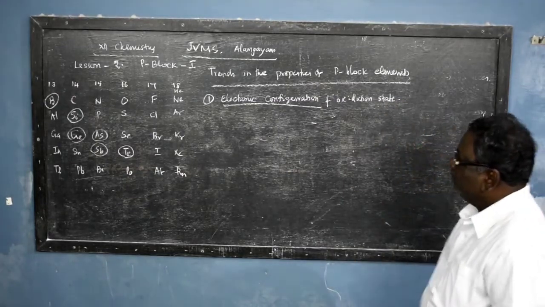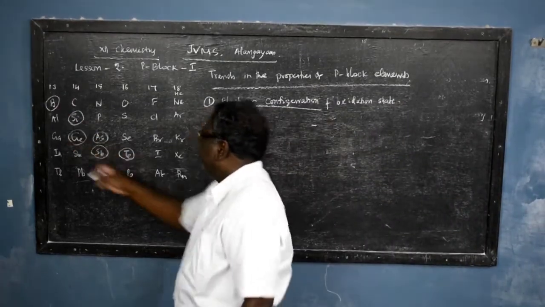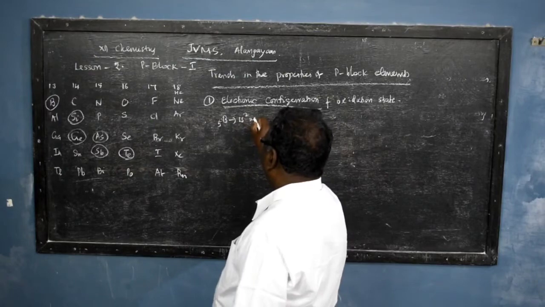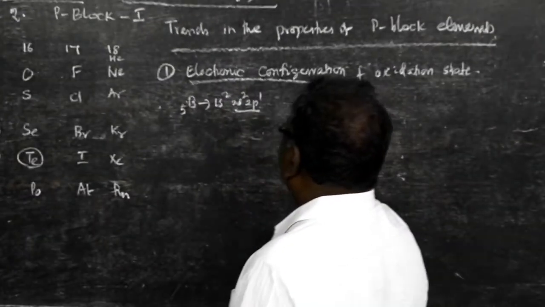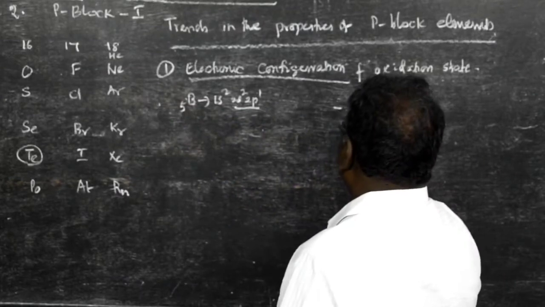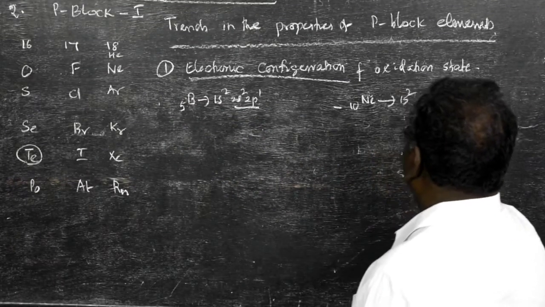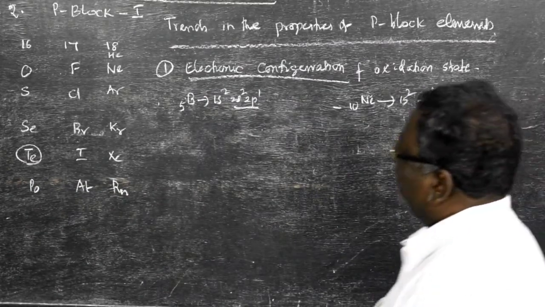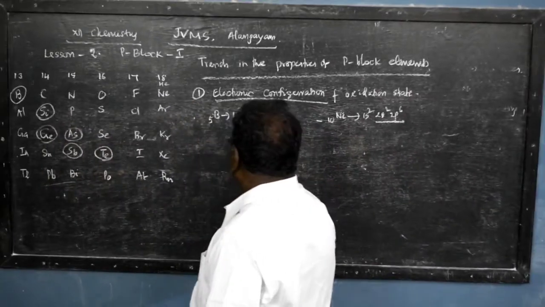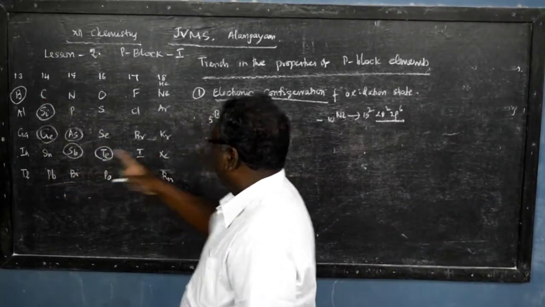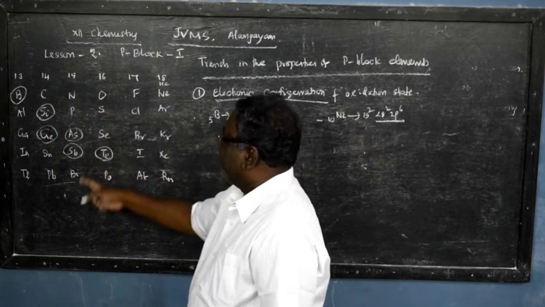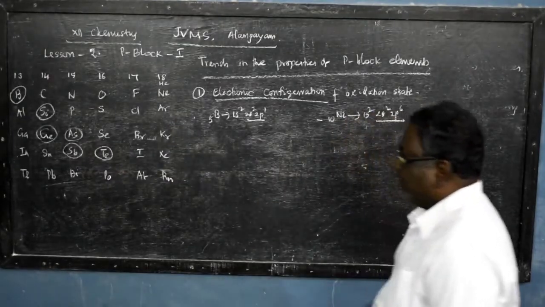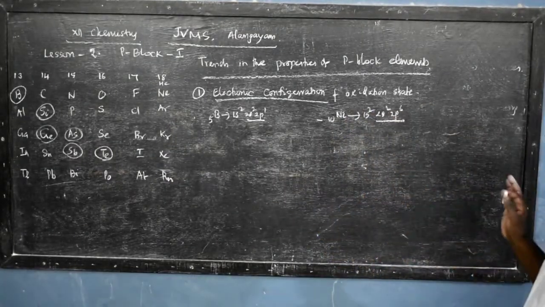Right? So if you take boron, the electronic configuration is like this. Boron has atomic number 5. It is 1s2, 2s2, 2p1. If you take neon, its electronic configuration is 1s2, 2s2, 2p6. Right? So here all these elements will have p1 configuration. All these elements, 14th group, will have p2. Then this will have p3, this will have p4, this will have p5, this will have p6. So the p orbital is going to be filled periodically.